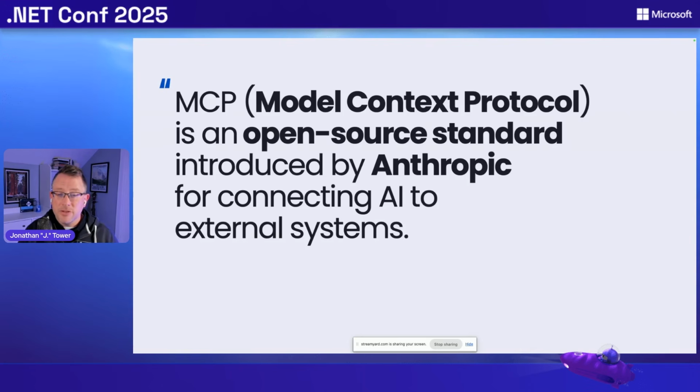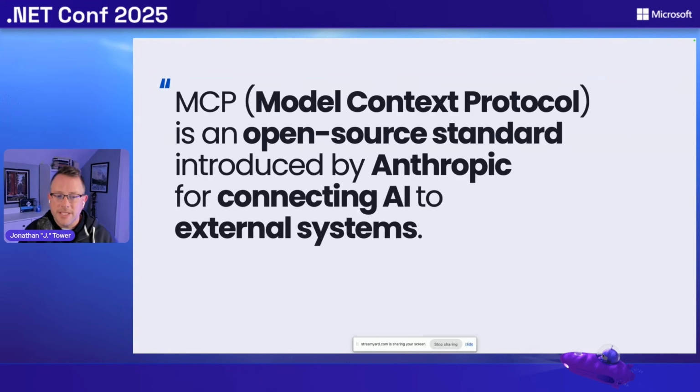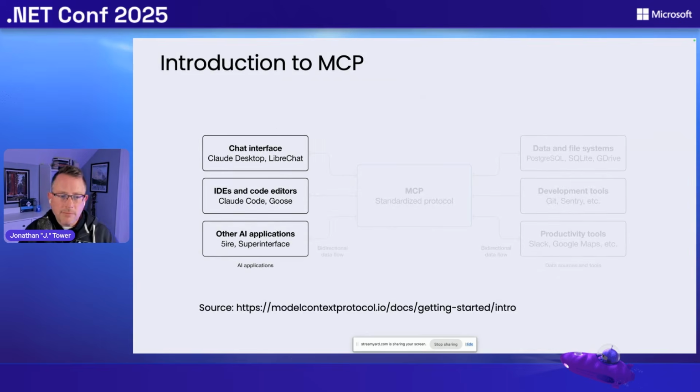And this was introduced by Anthropic about a year ago at this time. And it was introduced as a way for connecting AIs, and that could be chatbots or LLMs or agentic AIs, to external systems. So that could be any kind of underlying system. What does that look like?